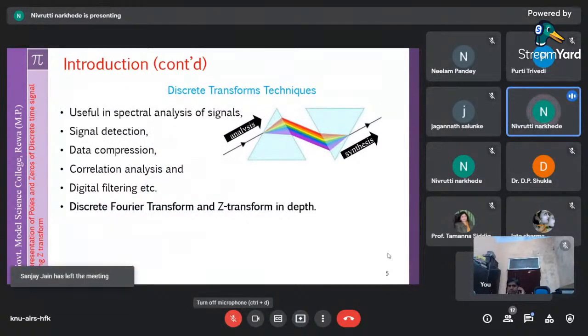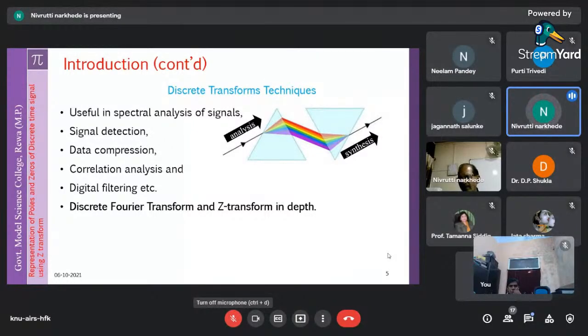Now, what is the role of mathematics in it? On the screen, we are observing two prisms. Let us take the first prism. One sun ray comes and enters the prism, and this ray gets decomposed into its continuum of 7 different colors. So, what is the role played by the prism here? The same role is played by transform techniques in signals and systems.